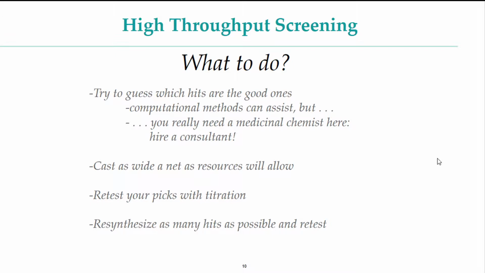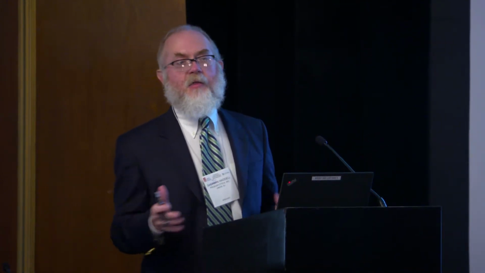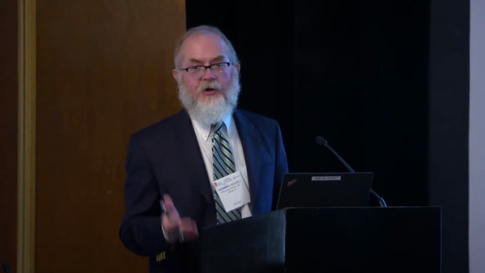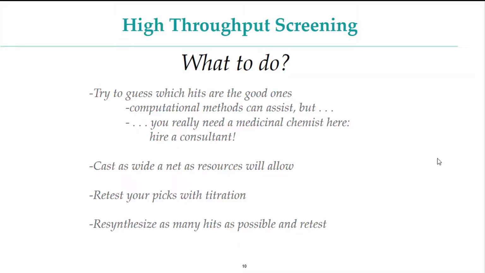All right, what do you do? First thing: you're going to have screened 100,000 to 2 million compounds. You can't work on them all. The number of hits you get is going to be too large to work on, so you have to do some kind of triage. You have to cut this huge hit list down to something reasonable. And so that really means that you have to guess which are the good ones. Now, medicinal chemistry is an art. It's also a science, but a lot of it is art. And so this is where a good medicinal chemist can really earn their money.